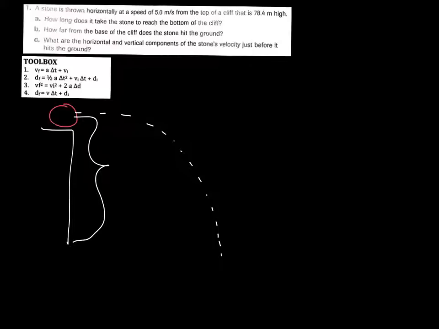So let's start by drawing a quick picture of what's going on in here. So we've got the cliff and an object on the cliff. It gets thrown horizontally. Okay. Now we know that this would be the vertical position. We know that that is 78.4 meters high. Okay, we also know that the speed horizontally is 5 meters per second.